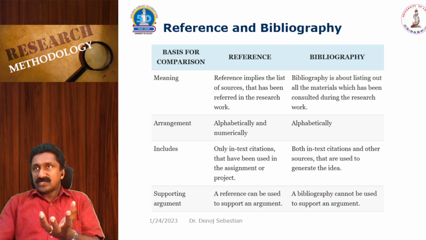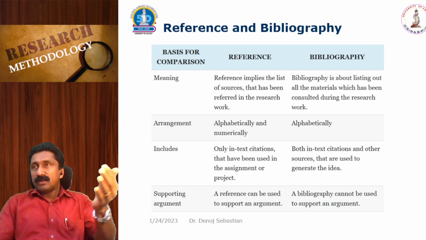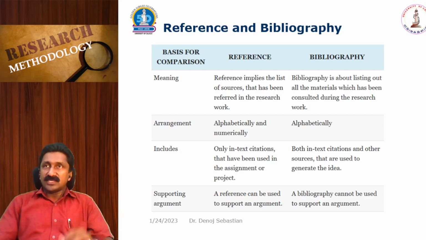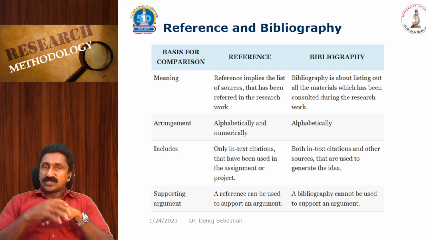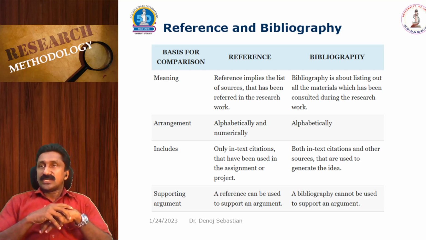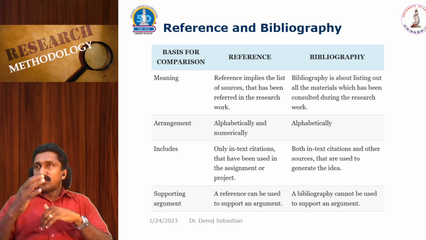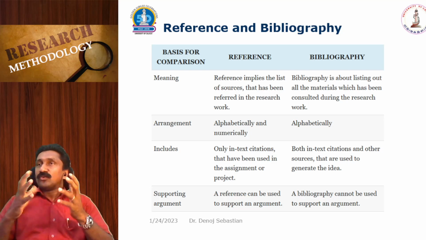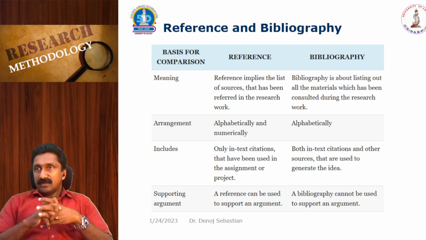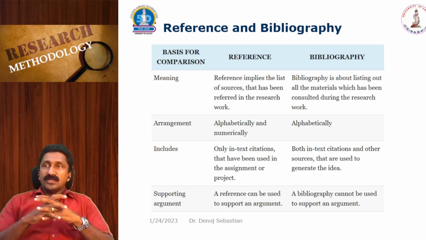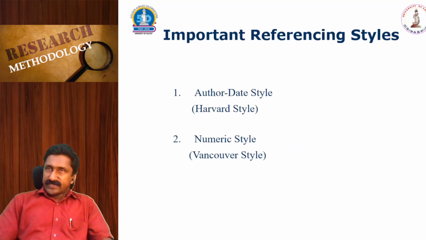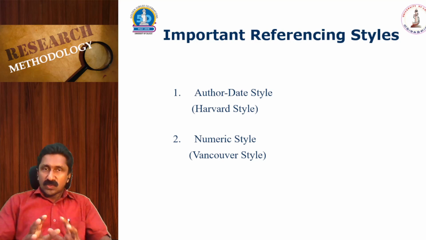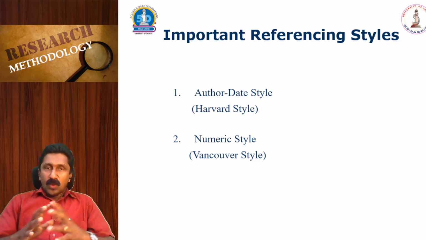So if your observations need to be supported or validated with some previous works, such specific references are used by inserting citations to such supporting materials. So that's for a reference. Whereas a bibliography cannot be used for supporting any specific argument because specific references are not used. Now, these are the two styles: author-date style, which is also known as the Harvard style, and numeric style, which is also known as the Vancouver style.